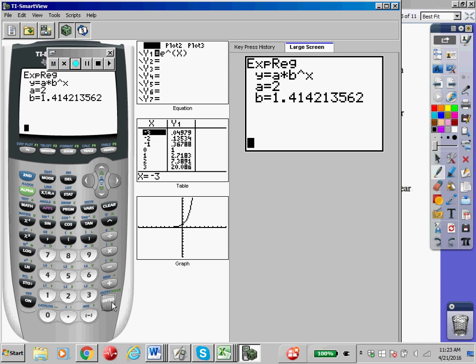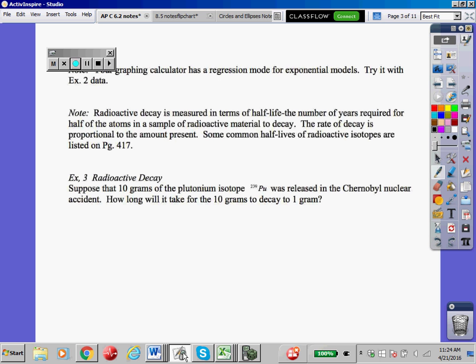Yeah, Christian? I'm just curious, couldn't we have stored it inside one of the alpha letters? You could use any letter you want, yes. You actually could. So do you see this is y equals a times b to the x, so it's 2 times 1.414 to the x power is another possibility. But that's not using calculus, okay? All right, flip the page when you're ready.